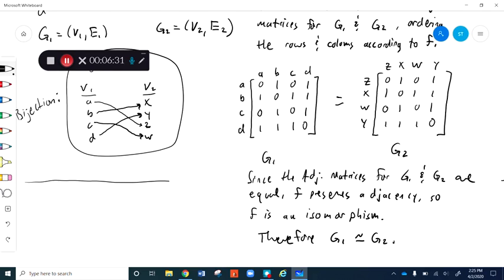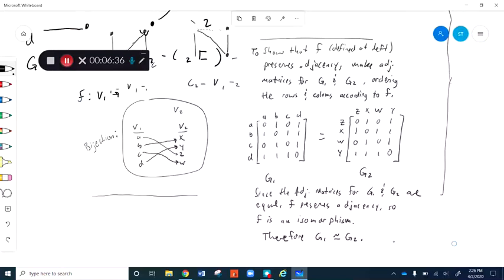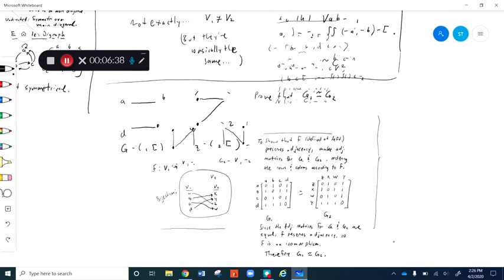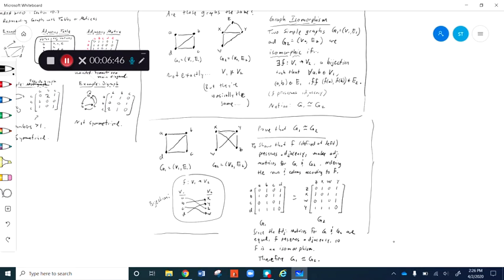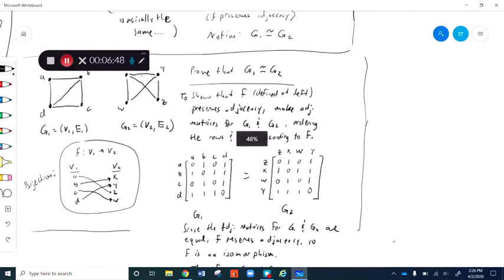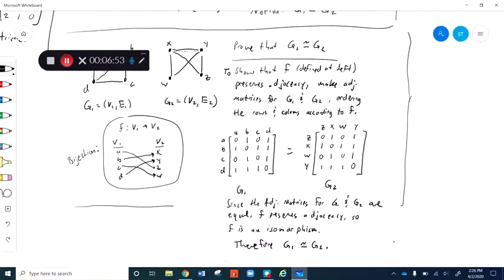Awesome. All right, so looking back over this, this was an example of proving that two graphs are isomorphic to each other, right? We first identify what is a bijection that we could make, and then we show that that bijection is going to preserve adjacency by making these.